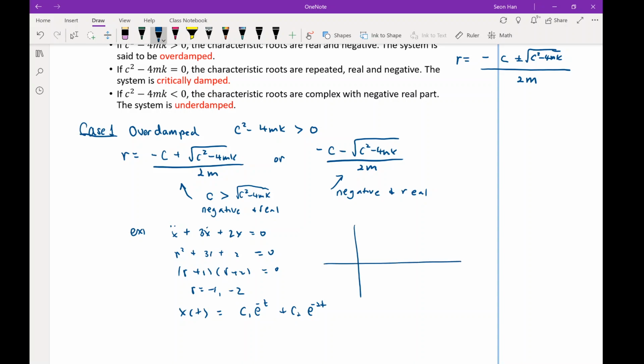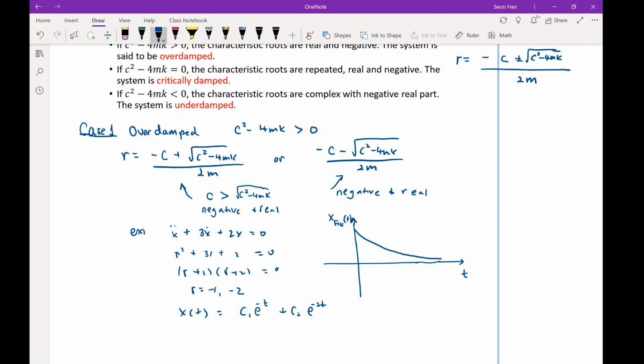So what does the response look like? You have time t, you can have x free sub t, so it may look like this. Okay. Hang on. Let me make it an exponentially decaying function. Okay, how about this? Is this good?